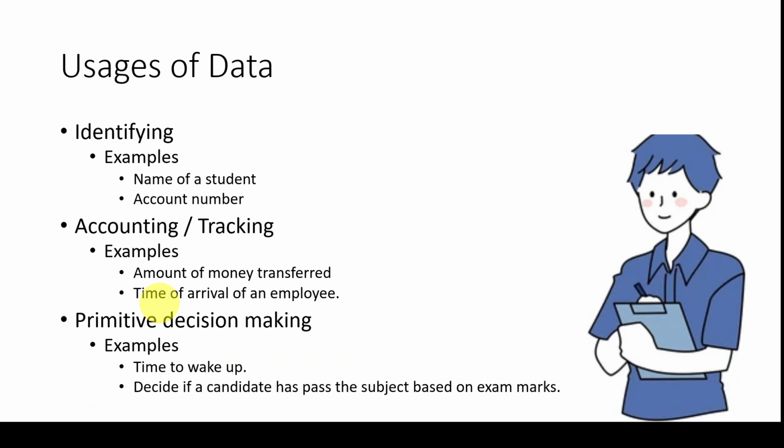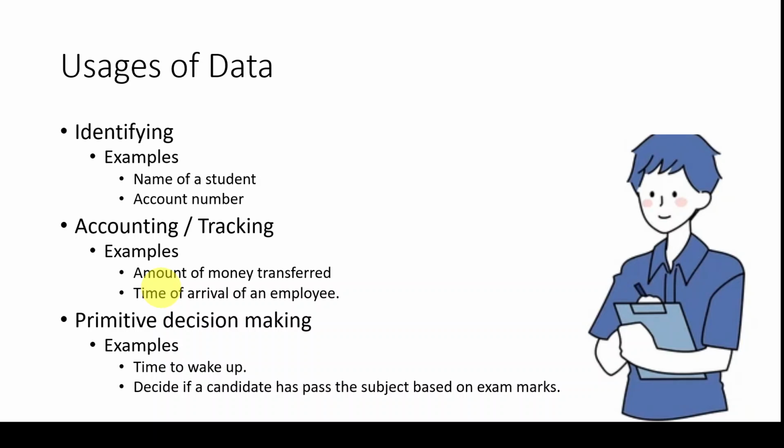Okay, right. So now let's look at the usages of data. Now we know what is entity, what is data. Why are we interested in data? There are a few reasons. First, we use data to identify things. For example, name of a person, right? Account number, someone's phone number. So we identify things using data.